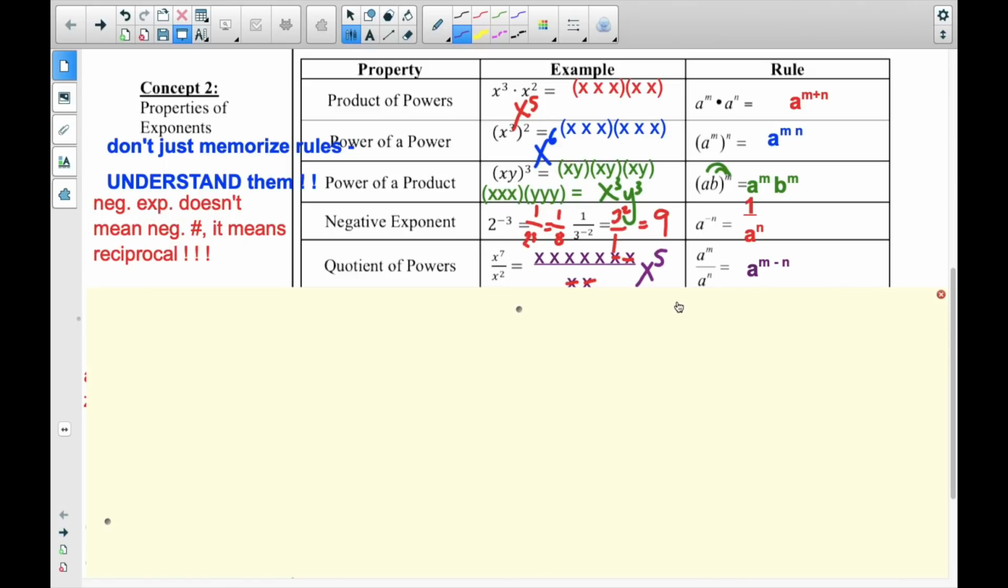But that has to have the same base. They all are x's here. I didn't have a y, I didn't have a z, I only had the x's. And so they have to have the same base in order to subtract those powers.